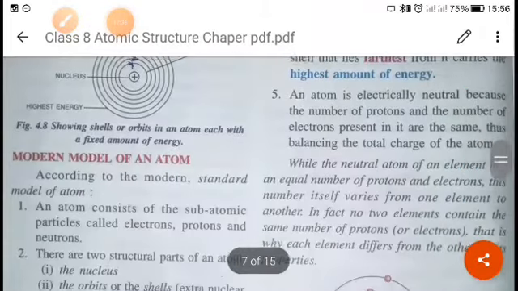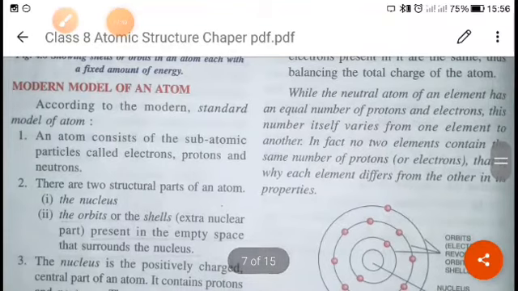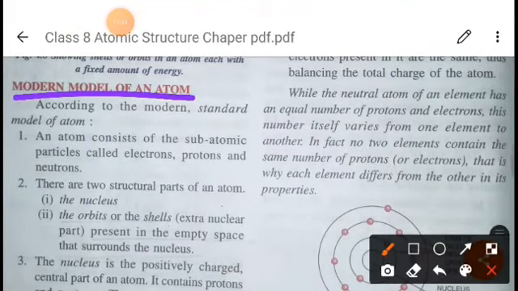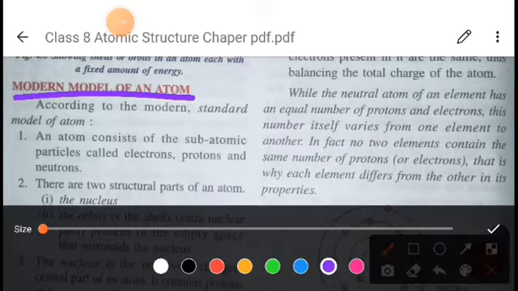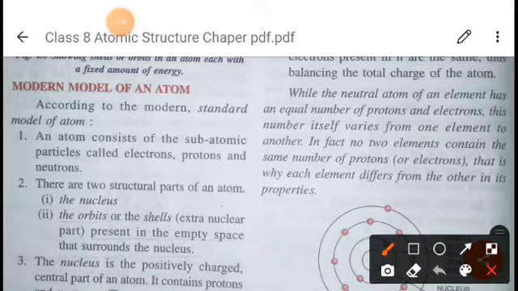Now, next is the modern model of atom. What is the modern theory of atom? So when we talk about the modern theory of atom, what is a modern theory? We will see. First of all, according to the modern theory or standard model, the atom consists of subatomic particles. We know that. What is electron, proton, and neutron, right?